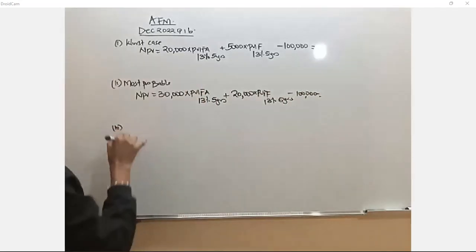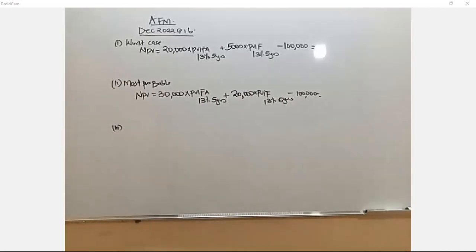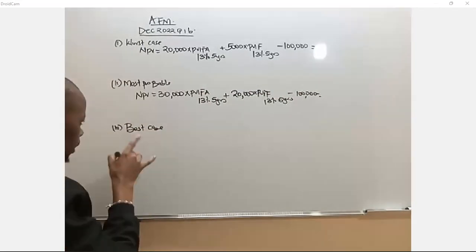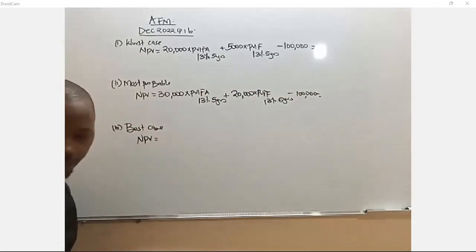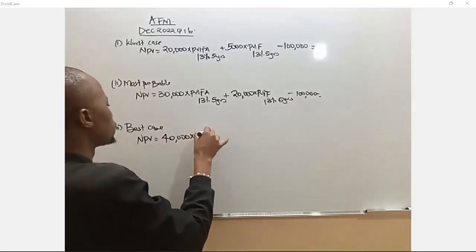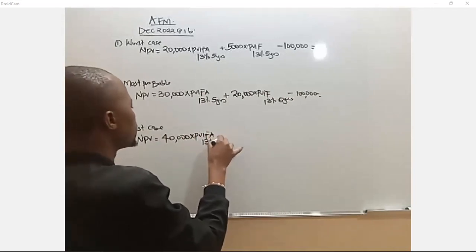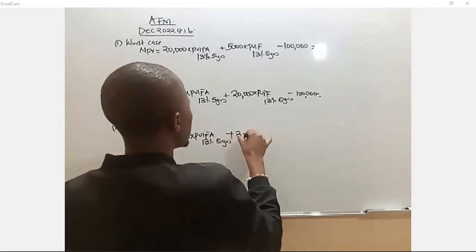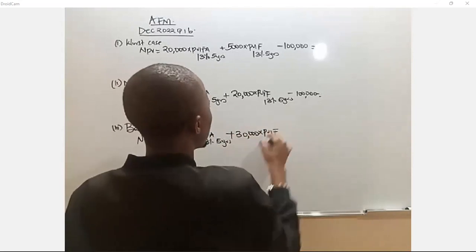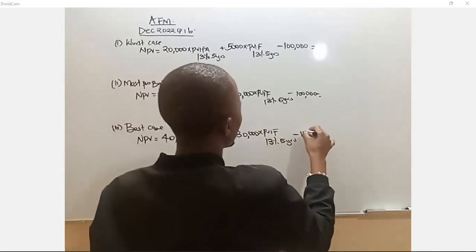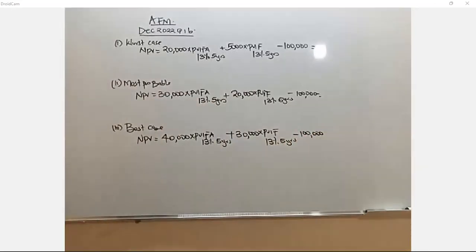Number 3, we are going to be checking on the best case scenario. And in this case, we are also going to be calculating our NPV. The annual net cash flow given in the question is 40K times the present value interest factor annuity, 13%, 5 years. Plus, when you look at the terminal cash flows, we are given 30,000, which is going to be received once. So that is why we are using PVIF, 13%, 5 years, minus our initial outlay of 100,000.